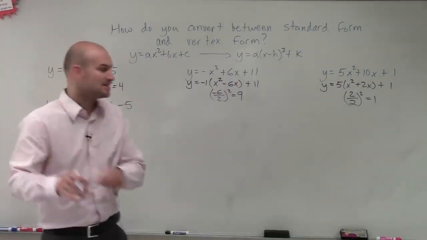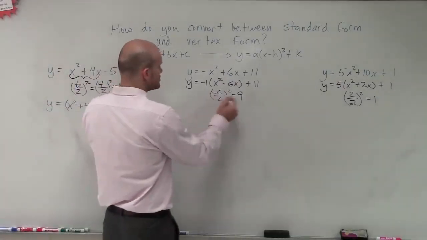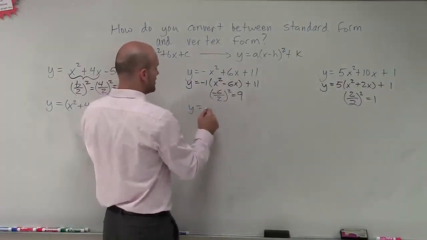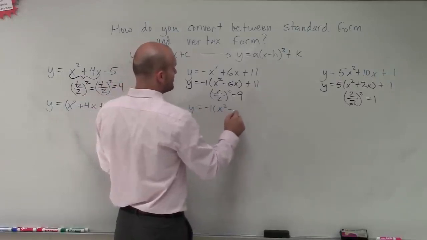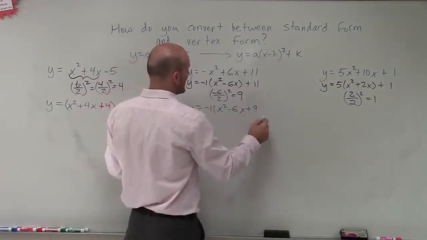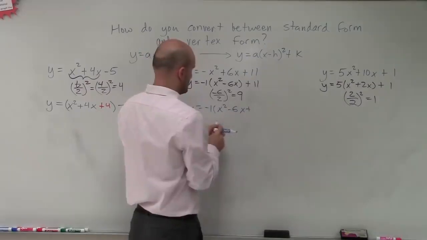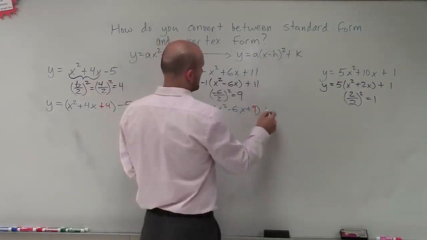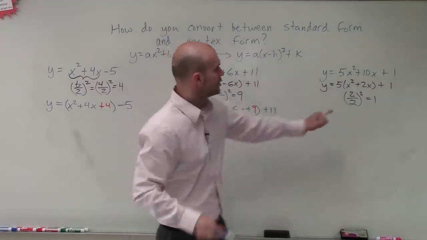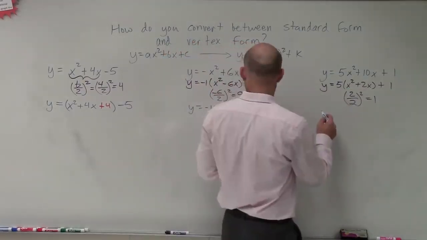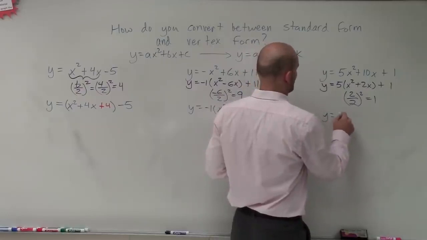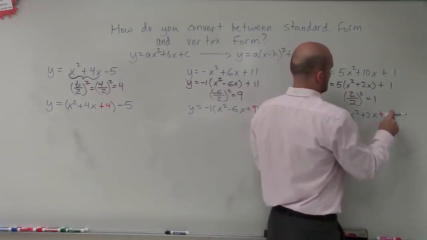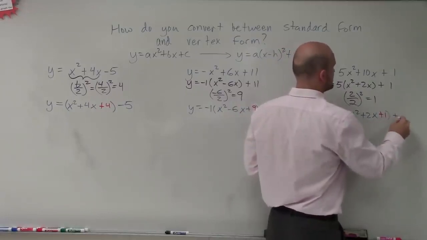Now I'll come back and I'll explain something in a second. So here I'm going to add 9 inside the parentheses. So I'll have y equals negative x squared minus 6x plus 9 plus 11. And then over here, I'll add 1 inside the parentheses. So I'll have y equals 5 times x squared plus 2x plus 1 plus 1.